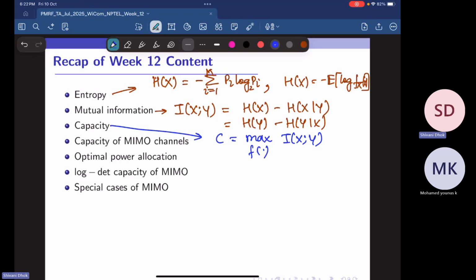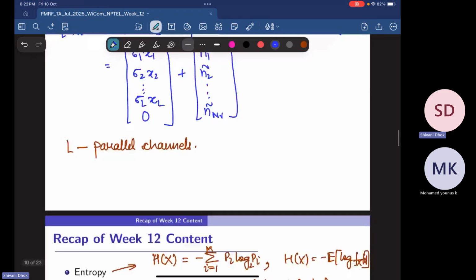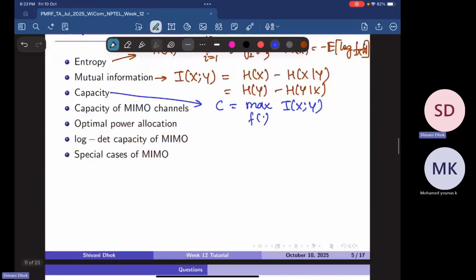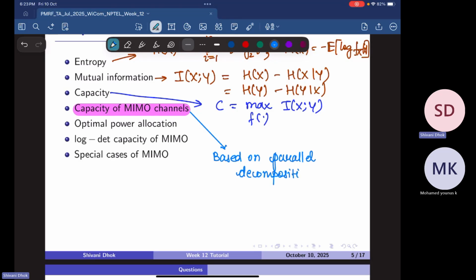Okay, so this was all related to capacity, mutual information, basic definition. And then we said that we know the definition of AWGN channel. We know the capacity of AWGN channel. Then how does the capacity of MIMO channels look when we have such kind of parallel decomposition? So the first thing that we looked at was capacity of MIMO channels based on parallel decomposition of MIMO channels.